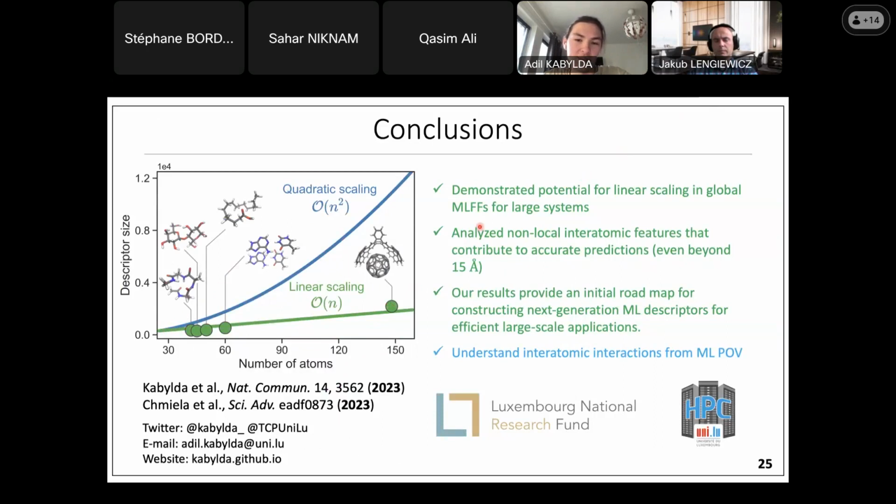We analyzed the non-local interatomic features that contributed to accurate predictions, and we see that these are even beyond 15 angstrom, and 50 angstrom is basically a diameter of our molecule. So if we have bigger molecules, I think the features that are kept would be even further away. For some cases, this locality assumption is justified, but here we show that for other cases, it's not. And we try to understand interatomic interactions from a machine learning point of view.